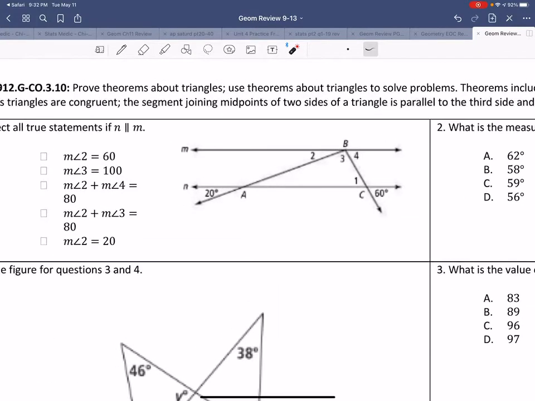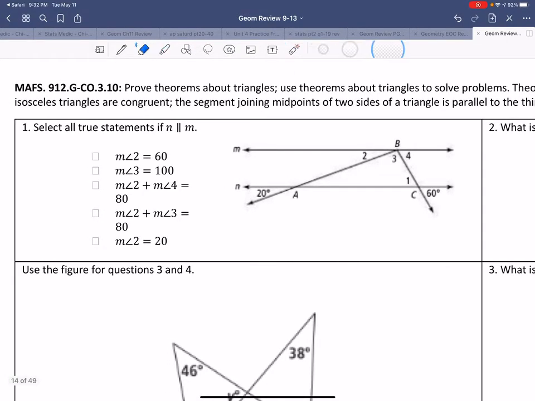Okay, so let's take a look at this first one here. Click all that apply. So hopefully you're seeing this triangle here. And we see this angle is 20, so we know that's 20, correct? Angle 1 is vertical with angle 60, so I know that's 60, correct? And so the blue triangle has three different angles. One angle is 20, one angle is 60, and the other angle is angle 3. And they all have to add up to 180 because that's the triangle sum theorem.